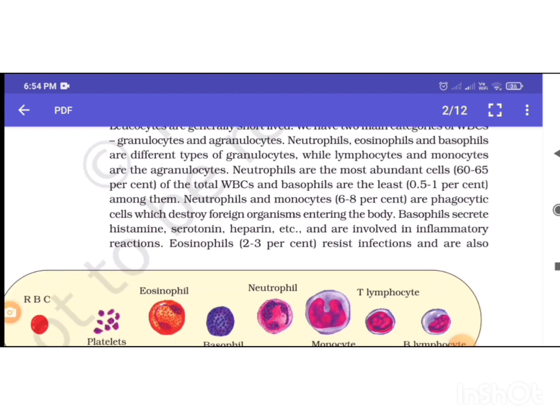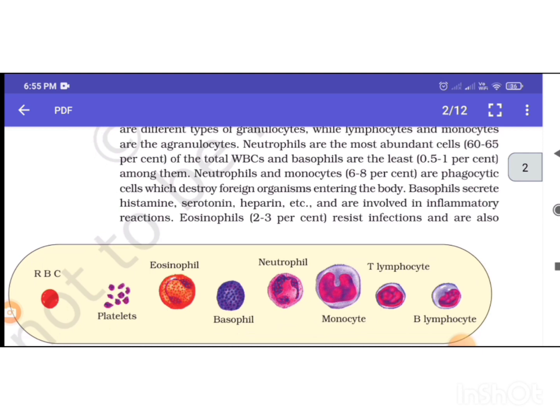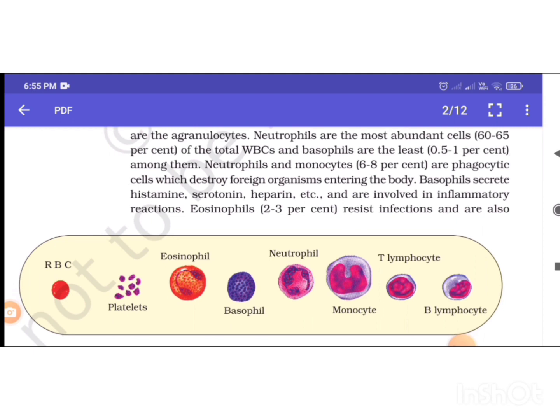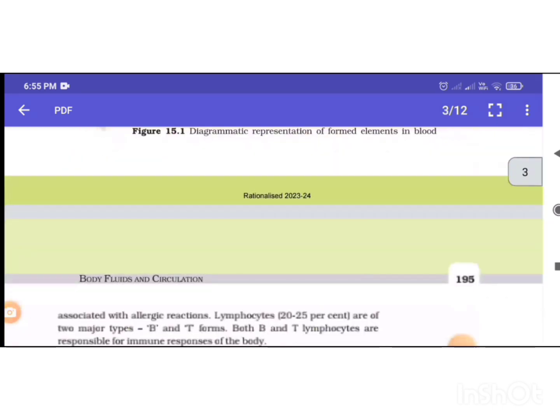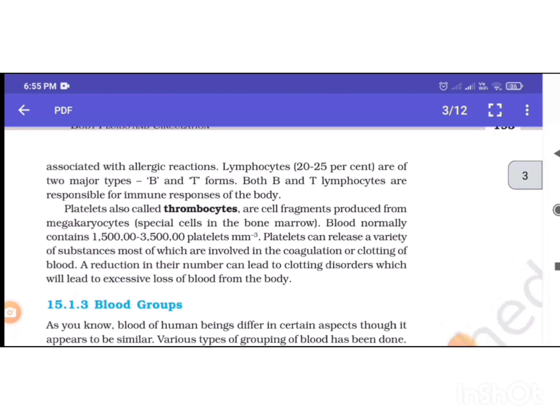Neutrophils are the most abundant cells, 60 to 65% of the total WBCs, and basophils are the least, 0.5 to 1% among them. Neutrophils and monocytes, 6 to 8%, are phagocytic cells, which destroy foreign organisms entering the body. Basophils secrete histamine, serotonin, heparin, etc. and are involved in inflammatory reactions. Eosinophils, 2 to 3%, resist infection and are also associated with allergic reactions.